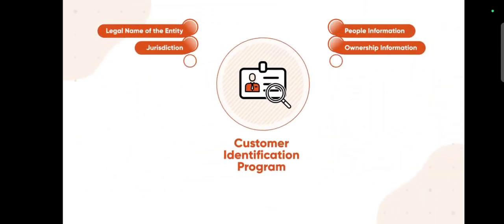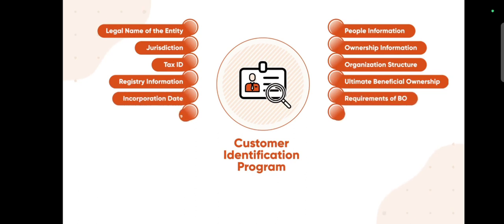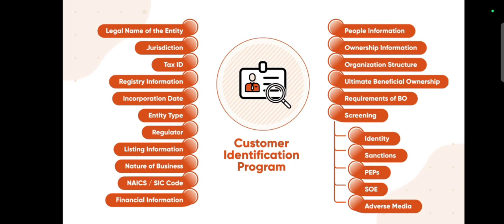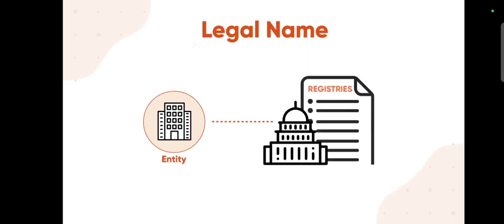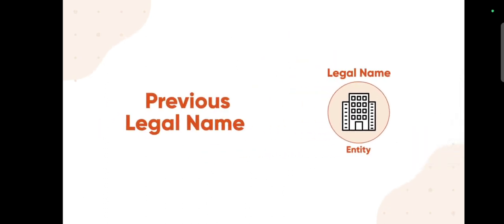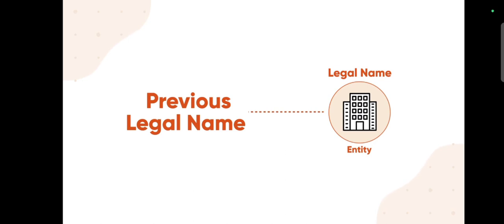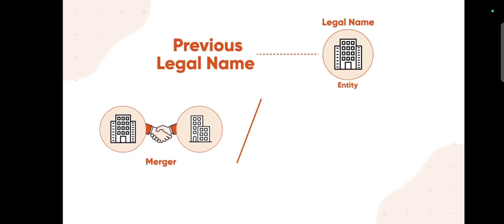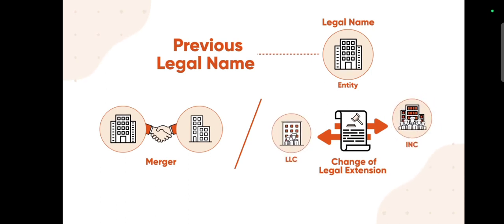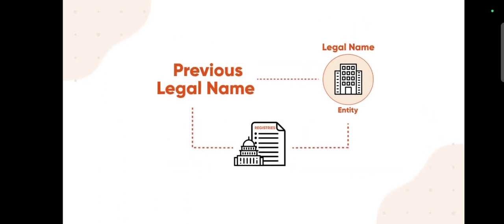Following is the list of attributes sourced and verified as a part of the Customer Identification Program. Let us understand these attributes better. Legal name is the name of the entity as reflected in the government registries or regulatory sources. Previous legal name refers to the legal name of the entity before major changes like a merger or change of legal extension from LLC to incorporated. This information can be sourced from a government registry.